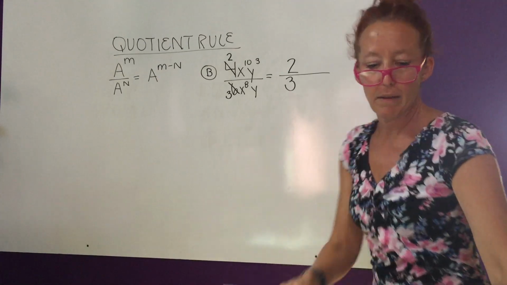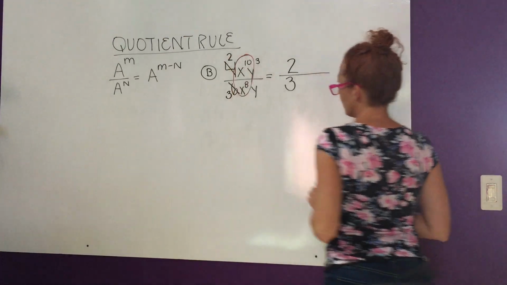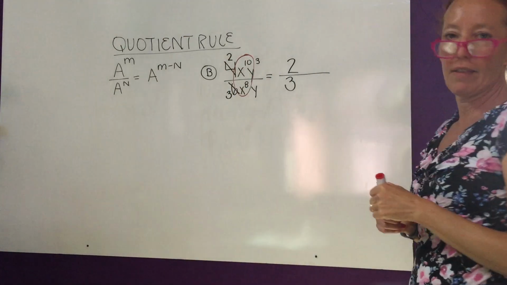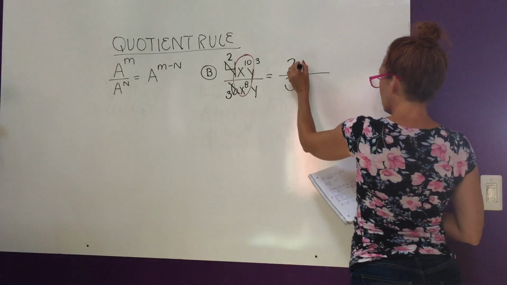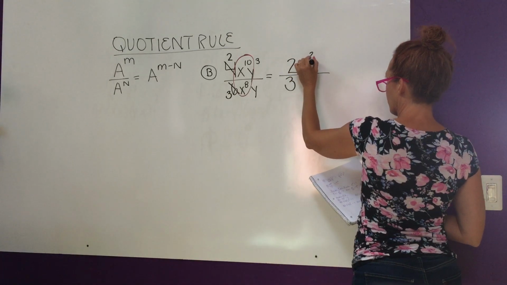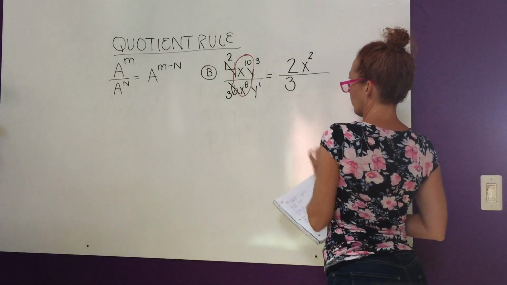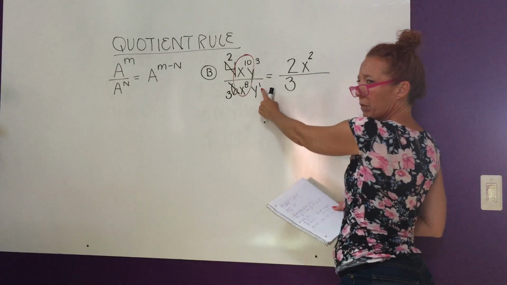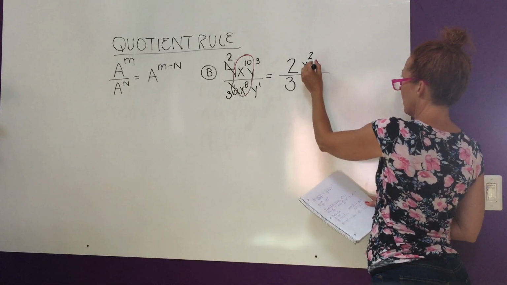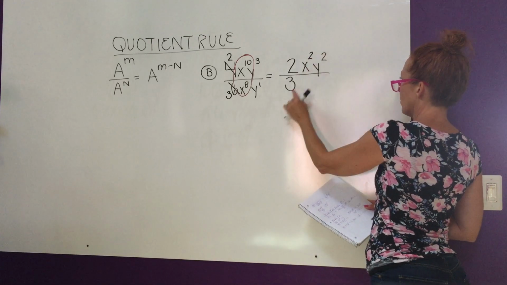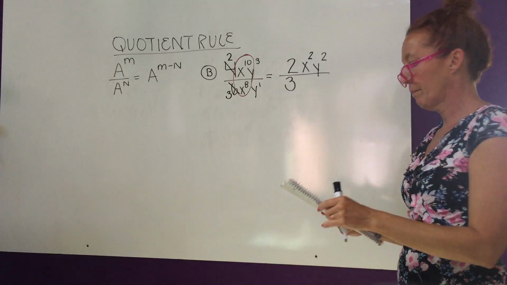All right, now I'm going to look at just the x's. Right there we have x to the 10th on top and x to the 8th in the bottom. Use that rule and subtract those to get x squared in the numerator. We have y to the 3rd over y to the 1st. Remember, that might be where it's helpful to write that down. 3 subtract 1 is y squared. So the only thing in the denominator is that 3.